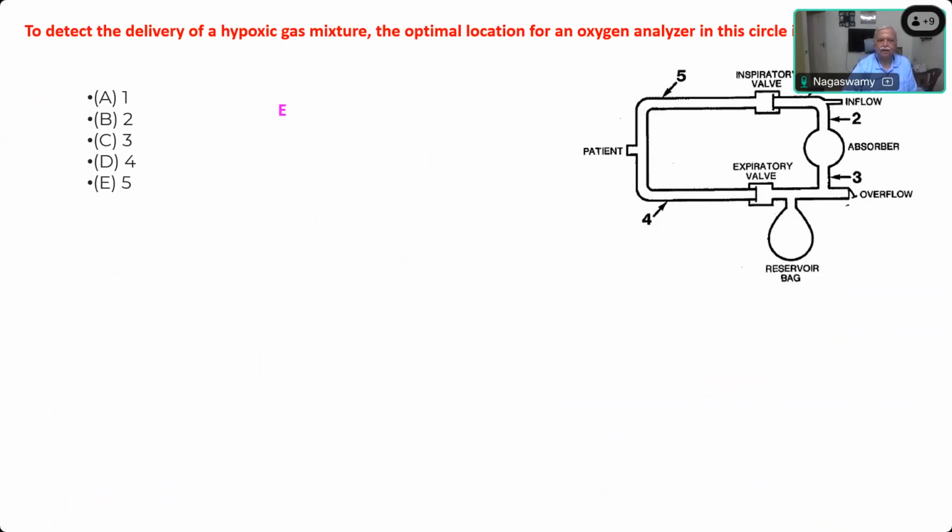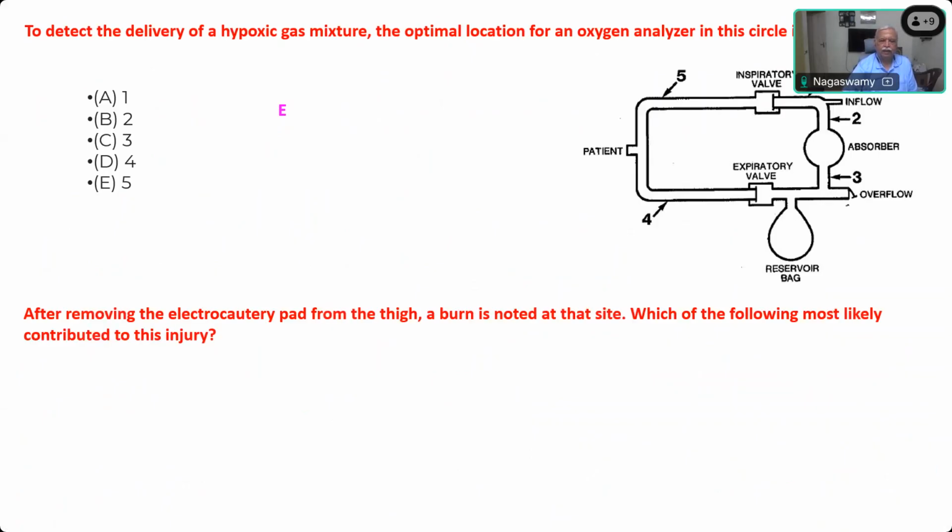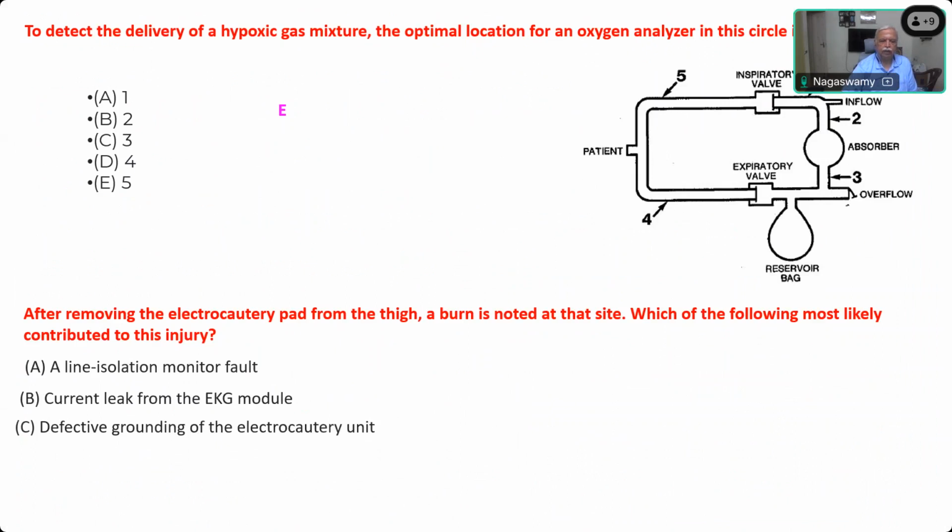That is 5. Okay. After removing the electrocautery pad from the thigh, a burn is noted at the site. Which of the following most likely contributed to this injury? A line isolation monitor fault, current leak from EKG module, defective grounding of the electrocautery unit, dried gel on the electrocautery pad, excessive current setting on cutting mode.